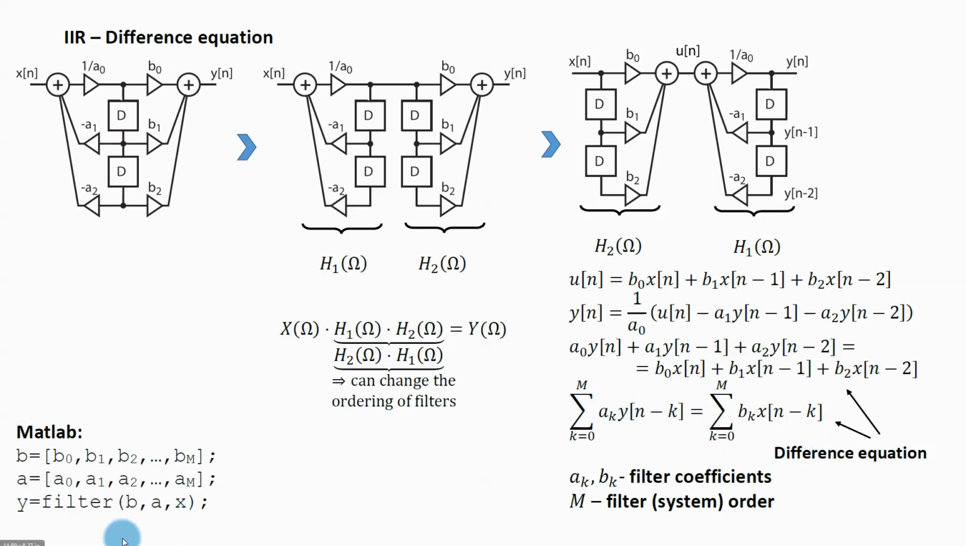In MATLAB, you can implement this very simply. You define a vector of feed-forward coefficients, a vector of feedback coefficients, and then to compute the filter, that is to compute this difference equation, you just use the command filter. This is your input signal, and the returned vector is your filtered signal.